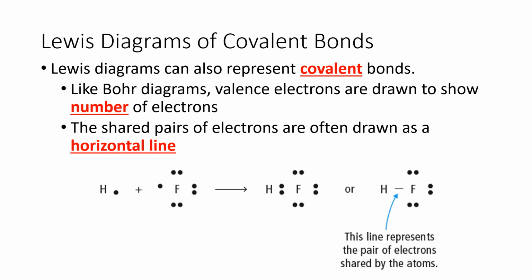We can also use Lewis diagrams for covalent bonds, less messy than Bohr ones. Just like Bohr diagrams, you draw your valence electrons to show the number of electrons, and your shared pair of electrons we usually draw as a horizontal line. So these 2 electrons that were being shared, we represent that pair of electrons by just a line. It gets less messy than trying to get all your dots in there, especially if you have a double bond or a triple bond.